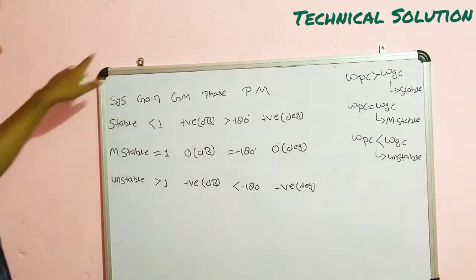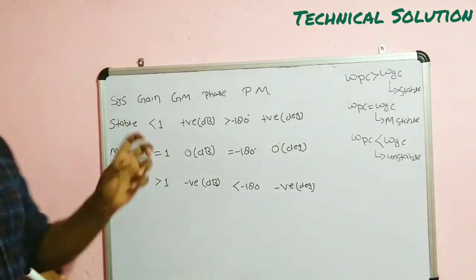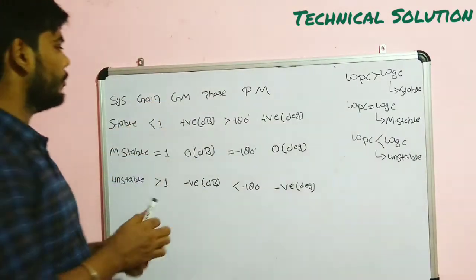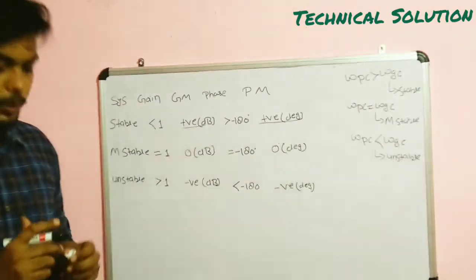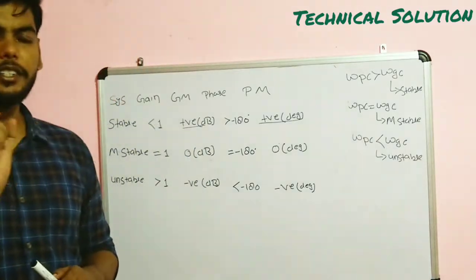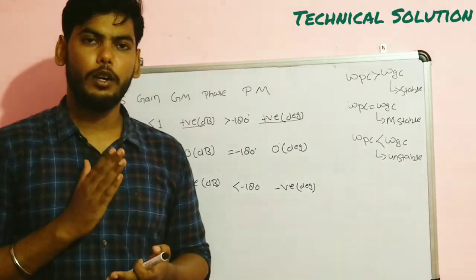So this table is very important. From the table, we obtain some points. For a stable system, the gain margin and phase margin are always positive. So we always keep in mind that for any stable system, both gain margin and phase margin are positive.